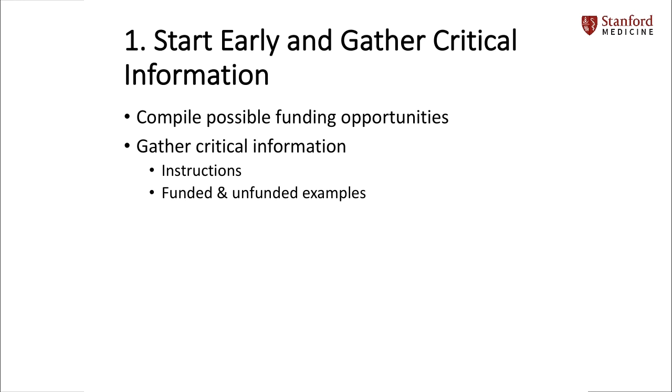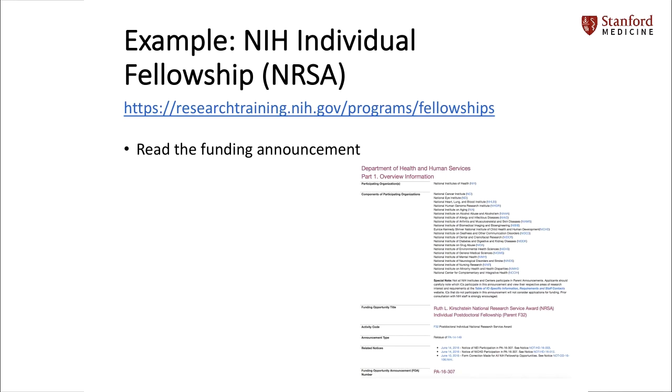Some institutions also compile lists of grants, including fellowships and career development awards, so find out if yours does. Once you have a comprehensive list of funding opportunities you can apply for, gather critical information about those funding opportunities. This includes the instructions, as well as funded and unfunded examples.